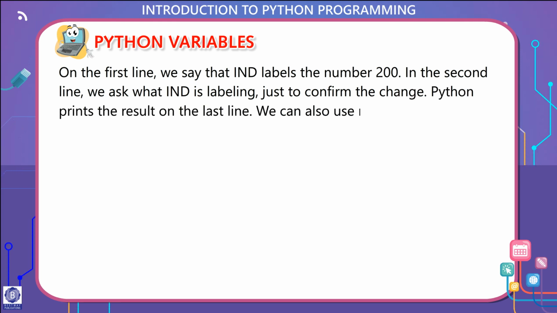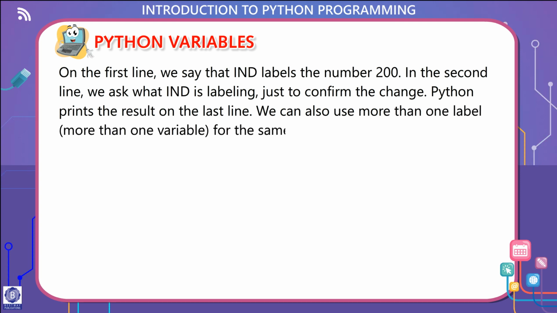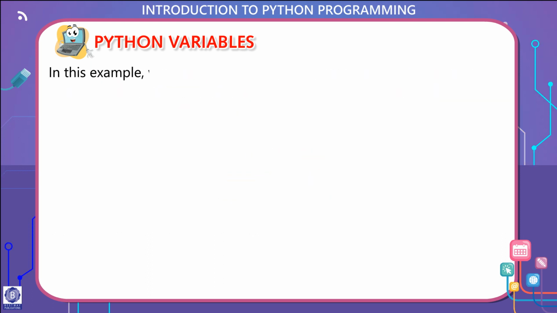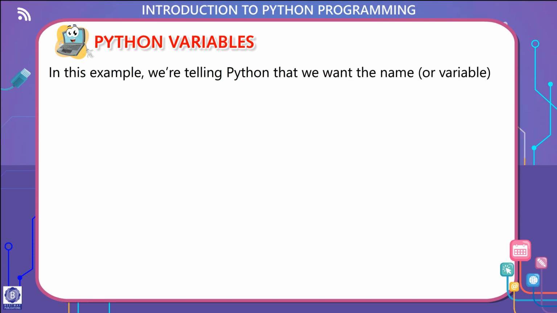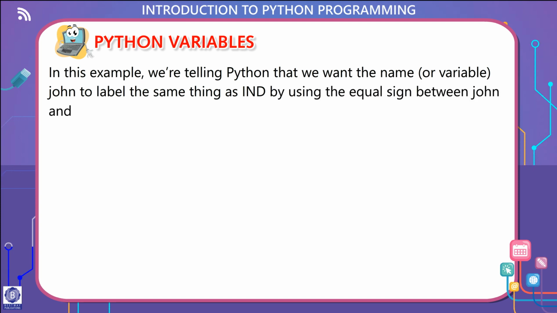We can also use more than one label, more than one variable, for the same item. int = 200, John = int, print(John) gives 200. In this example, we are telling Python that we want the name or variable John to label the same thing as int by using the equal sign between John and int.